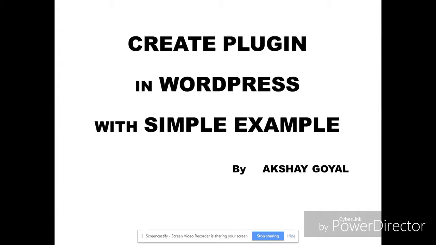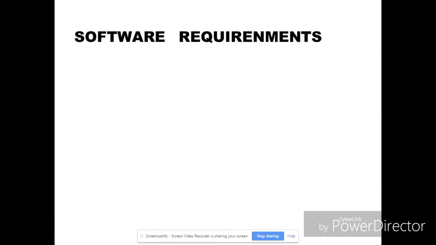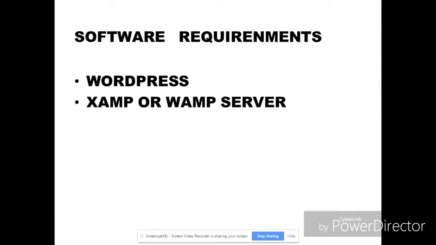And you know that it's a very simple thing. So you only need to know about something, that is software requirement. You need only two software for this, a WordPress. You need to install the WordPress in your computer and XAMPP or a WAMP server to create a server. When you install WordPress, you will get a zip file. So extract and upload it in a htdocs folder if you are using XAMPP server, or in a www folder if you are using WAMP server.